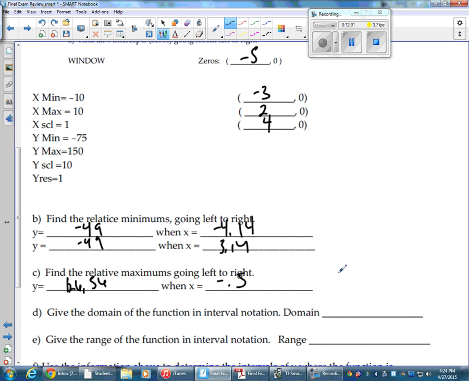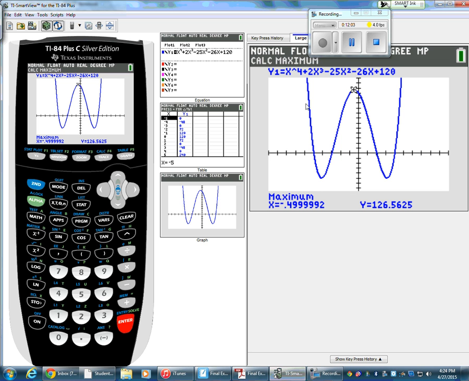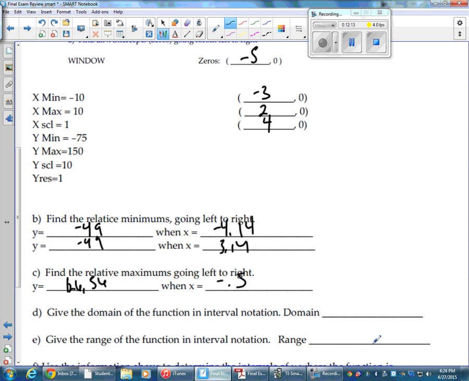Give the domain of the function in interval notation. Alright, take a look at this. Domain is all real numbers. There is no denominator. There's no even roots. So my domain is going to be from negative infinity, and I put a parentheses there, to positive infinity.